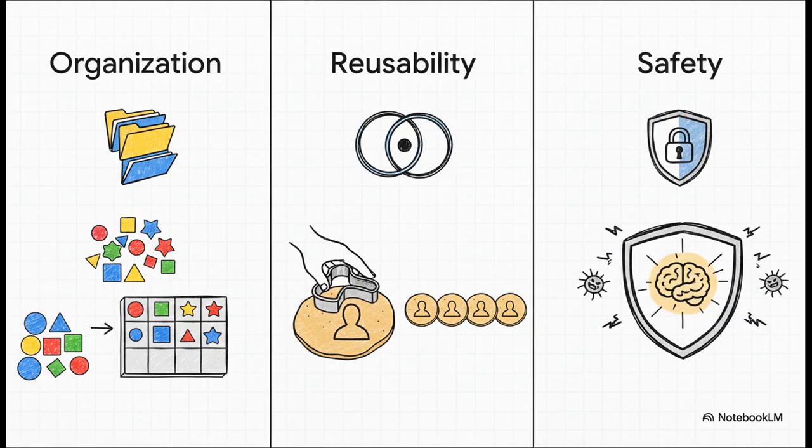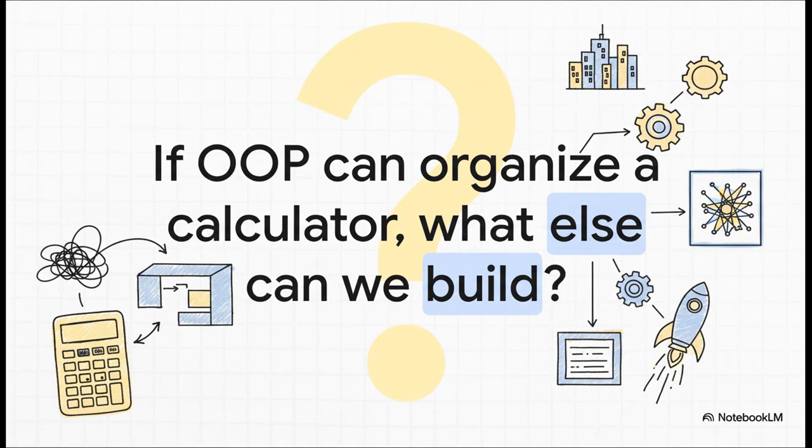And that, right there, is the payoff. So what do you get for thinking this way? You get way better organization because all your related code now lives together. You get reusable code because you can stamp out as many objects as you want from that one class blueprint. And you get a huge boost in safety because that whole encapsulation idea protects your data from being corrupted by accident.